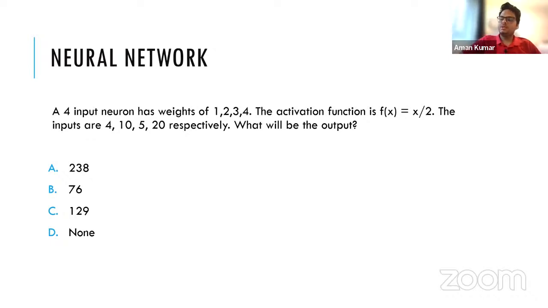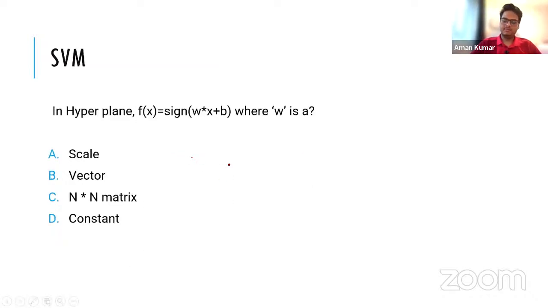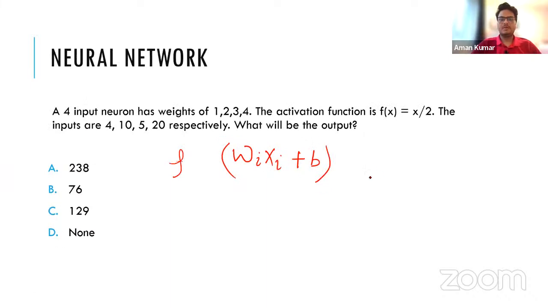So what I'm trying to understand here is, I will put some numbers here, right? So your neural network is basically WiXi plus B, right? B is your bias, and this entire thing will pass through your activation function. So f of this entire thing. So I'm asking you the output.